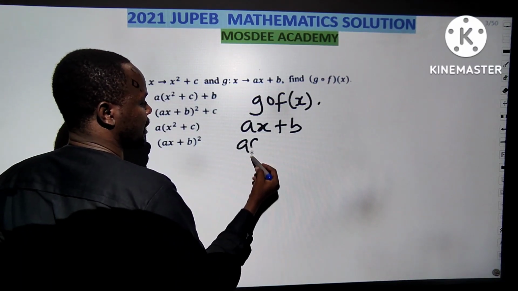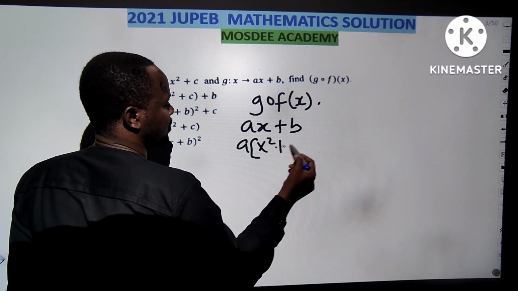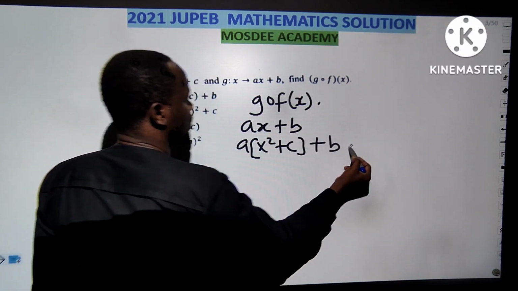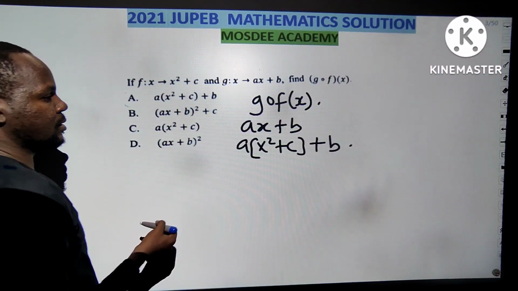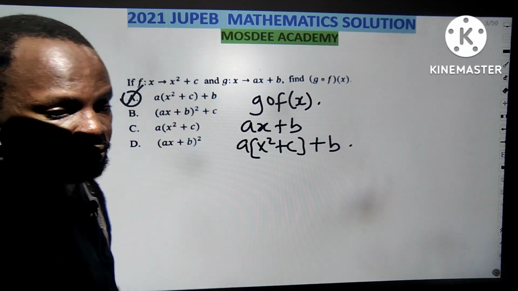So a times, in brackets, what is f of x, which is x squared plus c, then plus b. So I hope you understand this. I think the answer speaks for itself. Nothing to solve here. The next question.